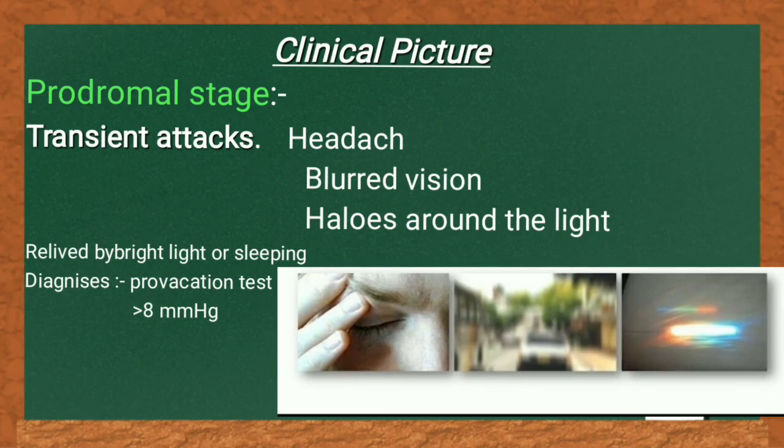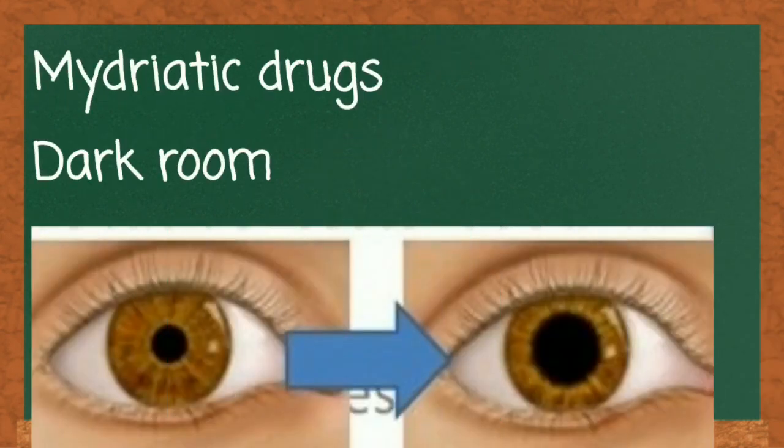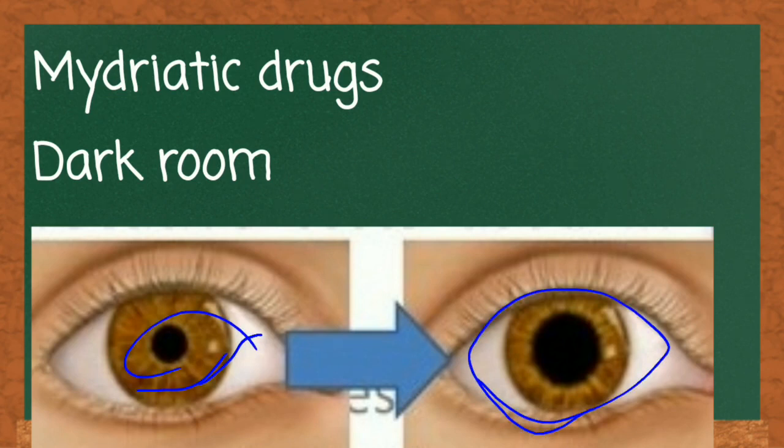What is the provocative test? The idea of the provocative test is to expose the patient to the same effects that cause the attack. So we give mydriatic drugs like sympathomimetic drugs, or expose the patient to darkness, in which he will develop mydriasis. And we will measure the pressure difference before the test and after the test. If the pressure difference is more than 8 millimeters of mercury, it is diagnostic.